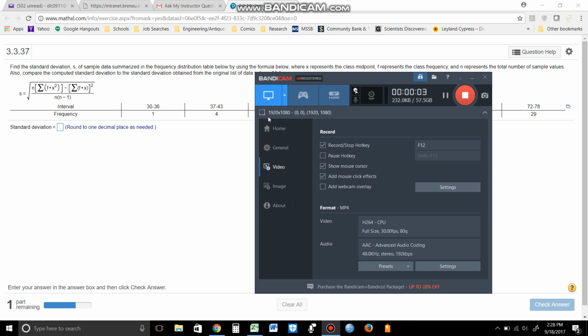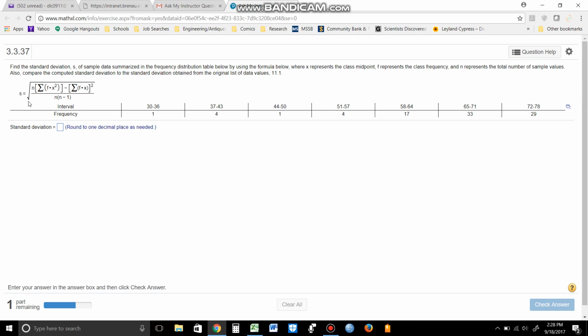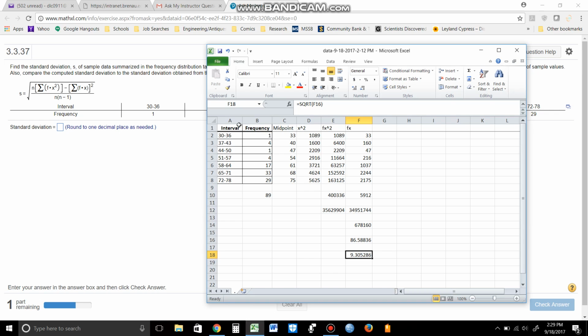Hi class. On this particular problem here, we want to find the standard deviation using this frequency distribution here. Unfortunately, StatCrunch is not going to help us with this problem. So the best thing to do is to open this in Excel. And here are the intervals and here are the frequencies.